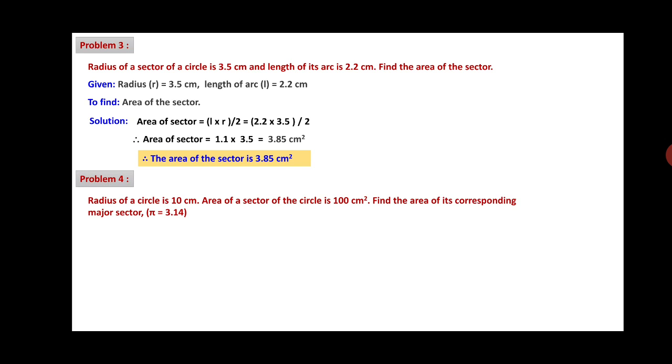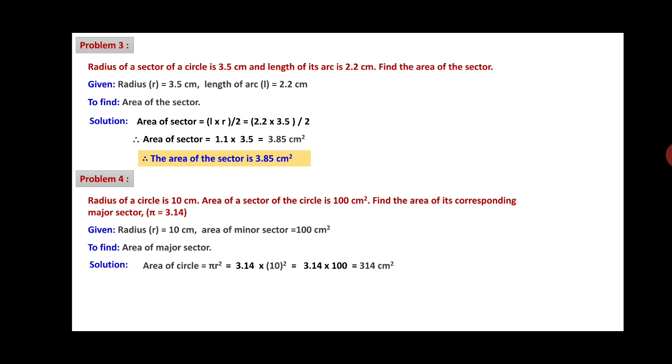Problem number 4. Radius of the circle is 10 centimeter and area of the sector of the circle is 100 centimeter square. Find the area of its corresponding major sector. Pi is equal to 3.14. Friends, it is given that radius r is equal to 10 centimeter, area of the minor sector is equal to 100 centimeter square. So you have to find out area of the major sector.